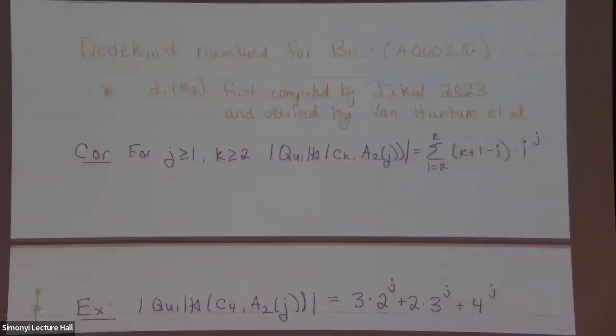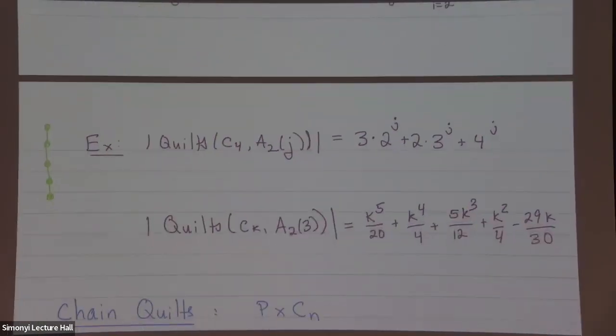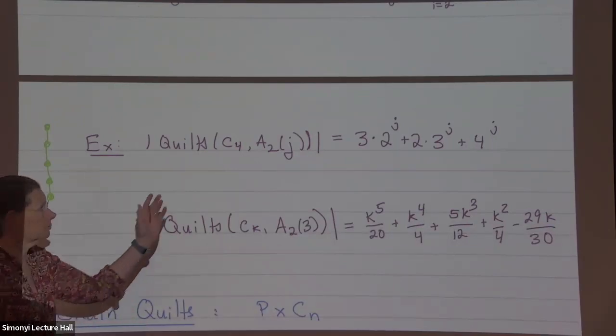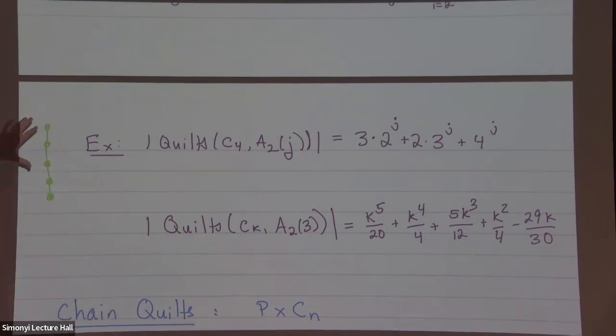You can think about that. Here's an example: quilts of C_4 crossed with A_2 to the J. So how does it go with J? Well, it's going to be 3 times 2 to the J plus 2 times 3 to the J plus 4 to the J. Why is that? Because you're just counting these cut sets, right? The C_4 has 5 elements. So really the only relevant stuff is in the middle, because it has to be at the bottom and the top. And so in the middle here, you have 3 singletons. You have 2 cut sets that are convex. You can't take the 2 outer ones, that wouldn't be convex. Or all 3 at once.